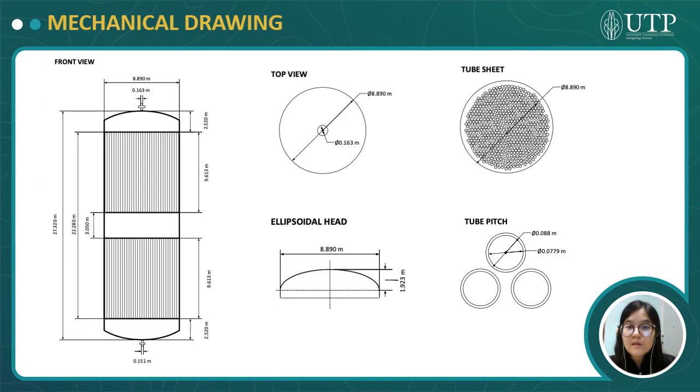Apart from that, the external diameter of our tube pitch is also shown, and it's around 0.088 meters, while the internal diameter is around 0.0779 meters.